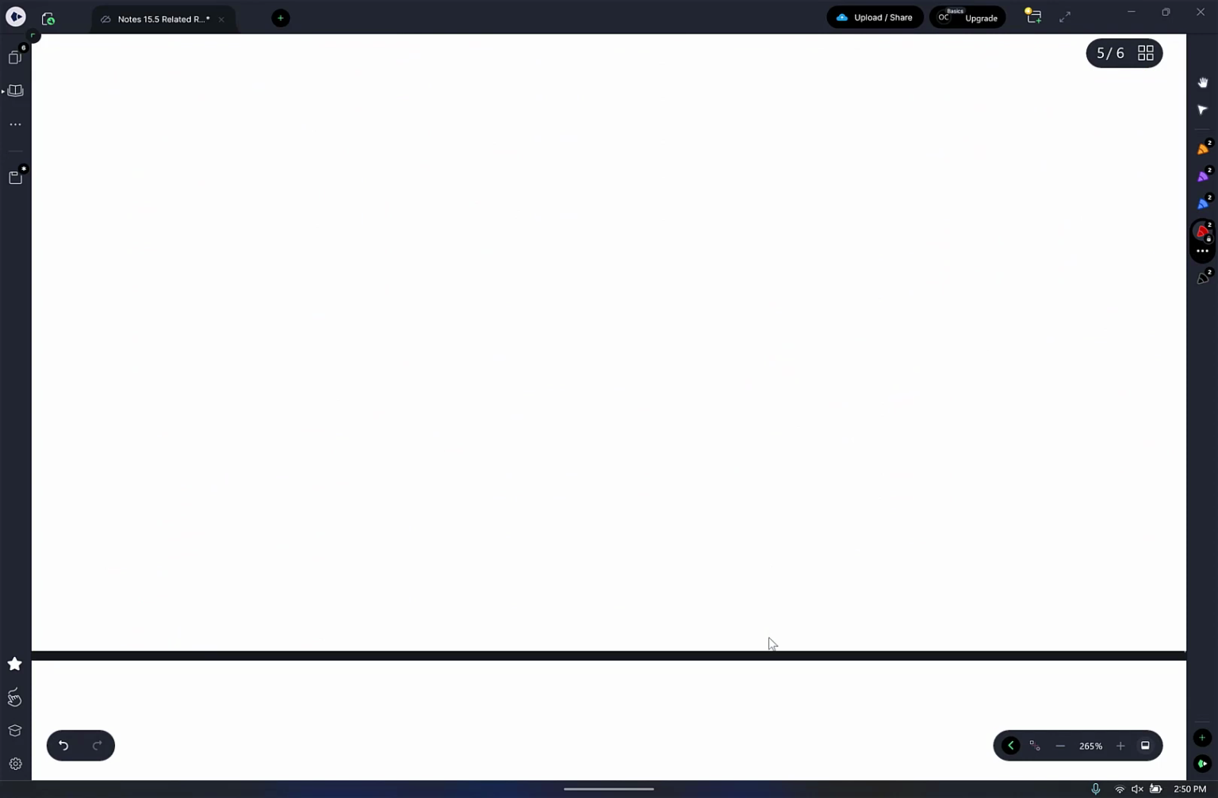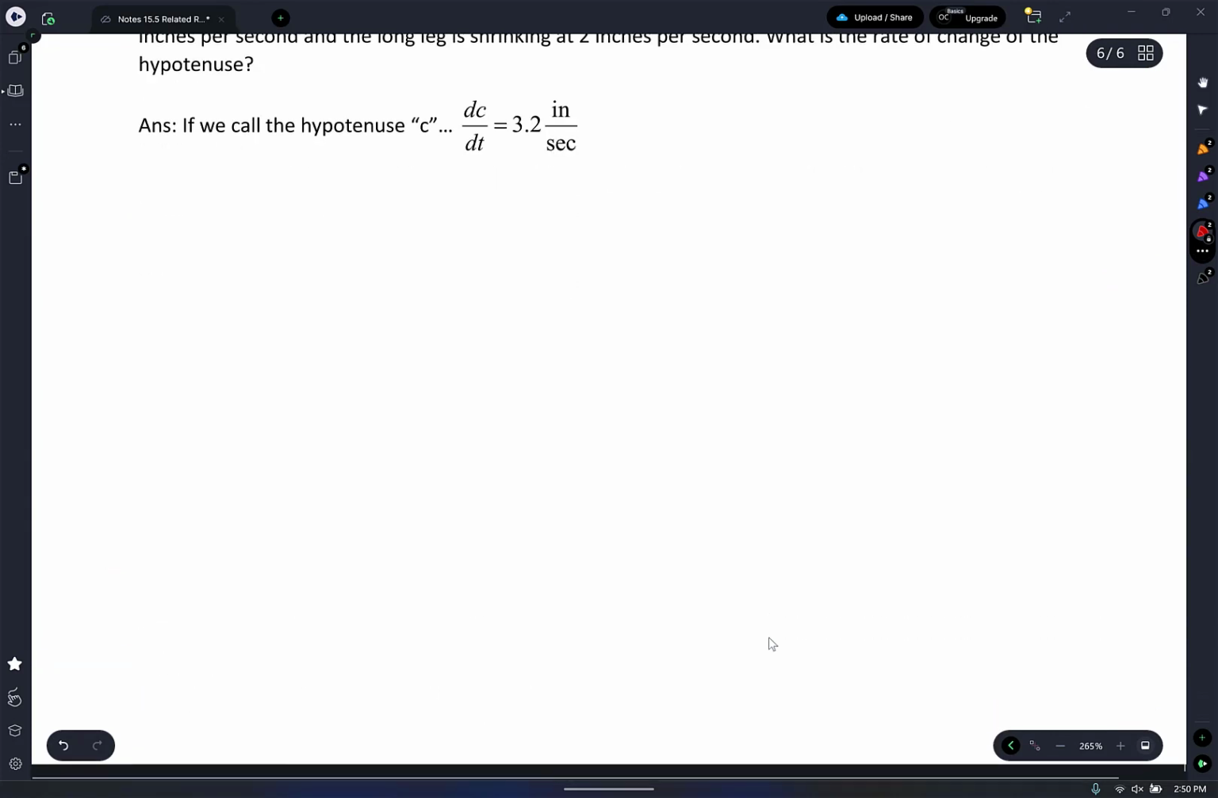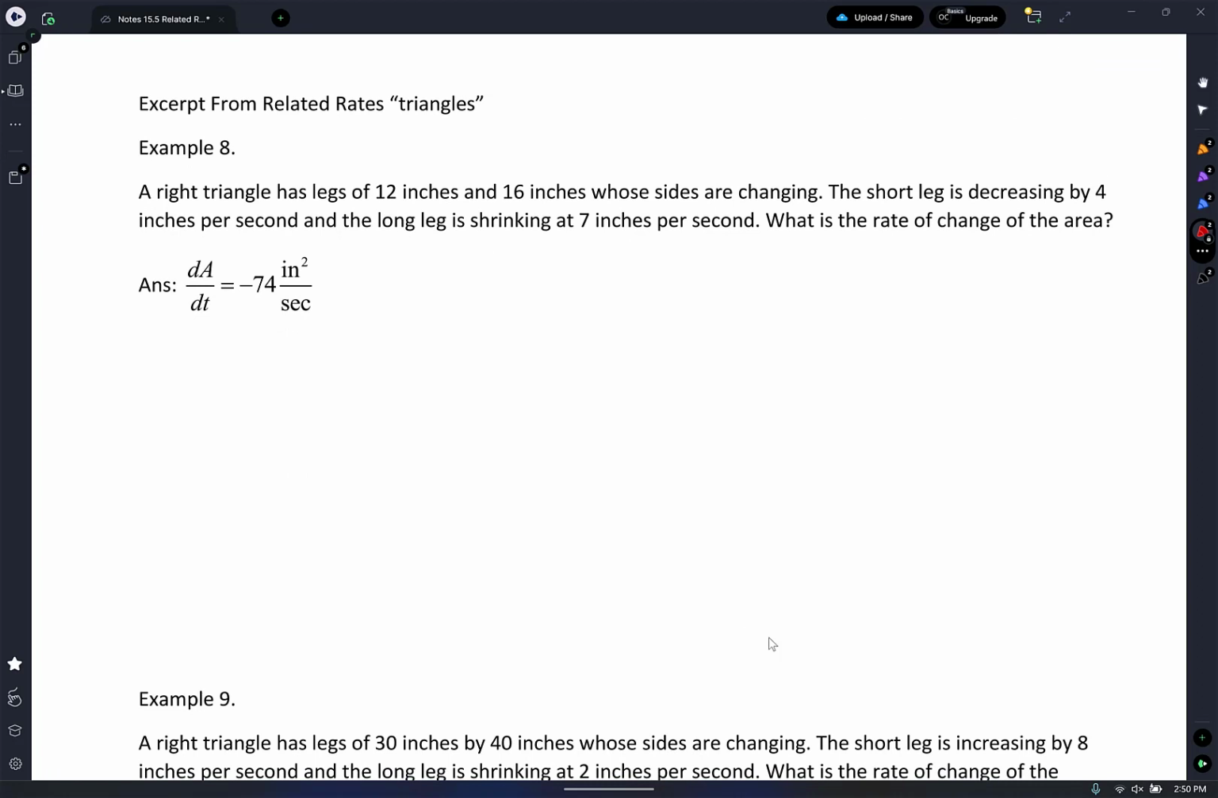Do we feel okay? Okay, we got 2 more. So here we go. This is an excerpt from the related rates triangles, and these are the last 2, and then that's it. We should be good to go. A right triangle has legs of 12 inches and 16 inches whose sides are changing. So this is a right triangle. I'm going to call this A, I'm going to call this B, I'm going to call that C. A squared plus B squared equals C squared. The short leg is decreasing, so the short leg has to be the smaller one. So A equals 12, B equals 16, and they're both inches.